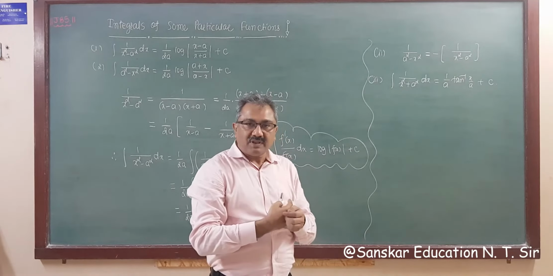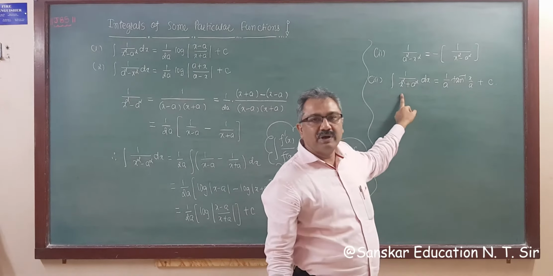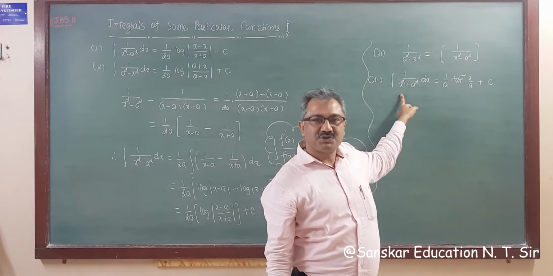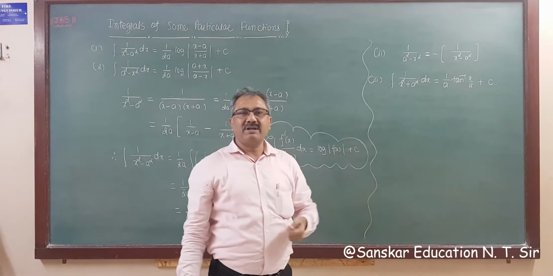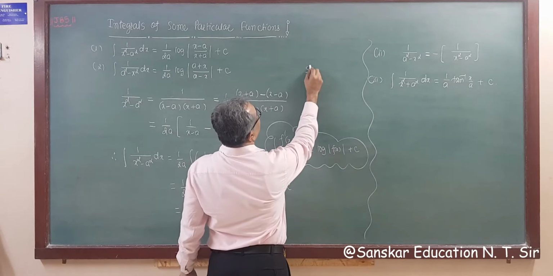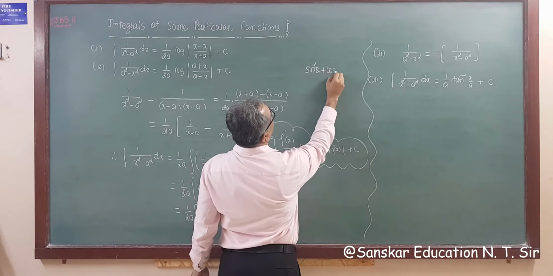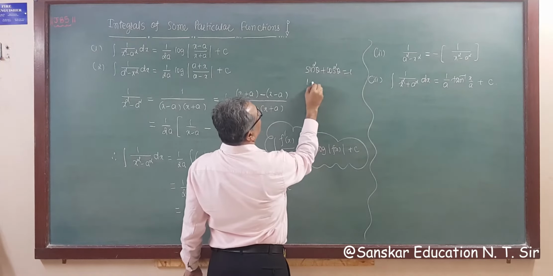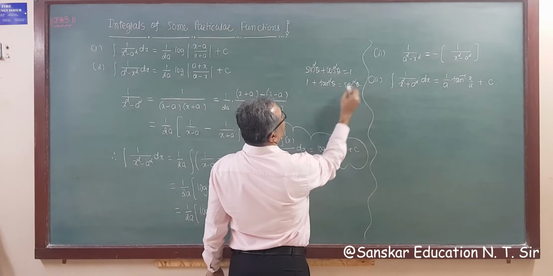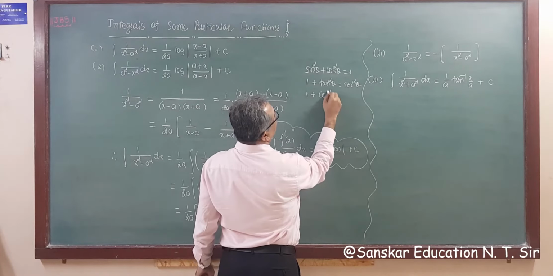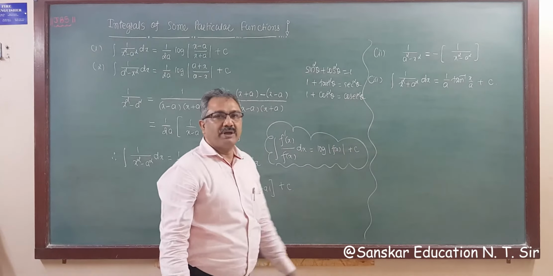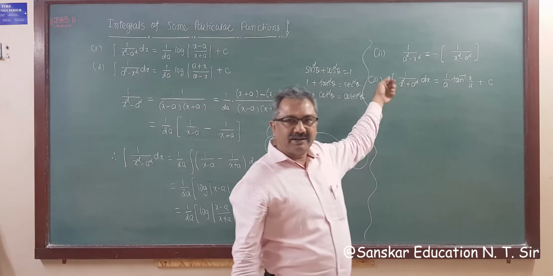Now in this type of question you have to assume for x, that is, you have to take a trigonometric substitution. So you know you have three identities. One is sin square theta plus cos square theta is 1, another is 1 plus tan square theta is sec square theta, and 1 plus cot square theta is cosec square theta.